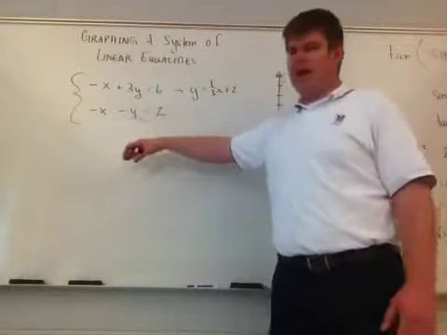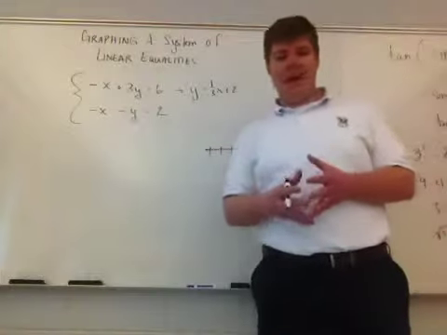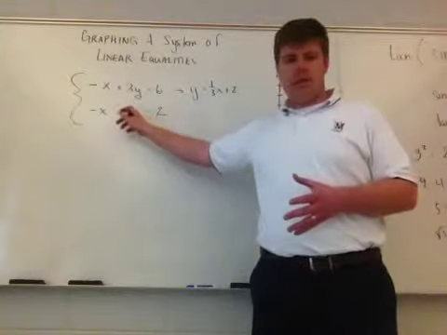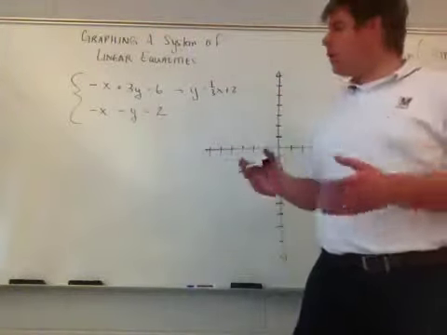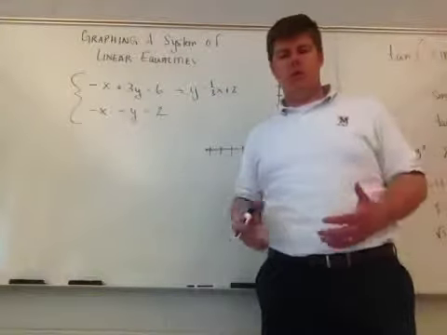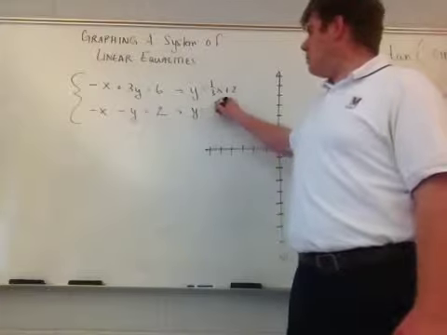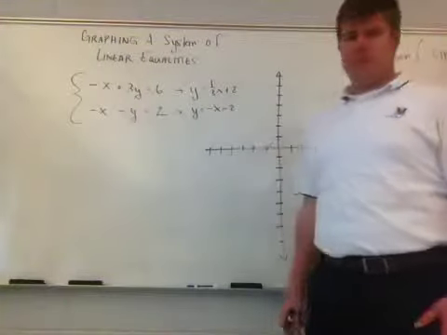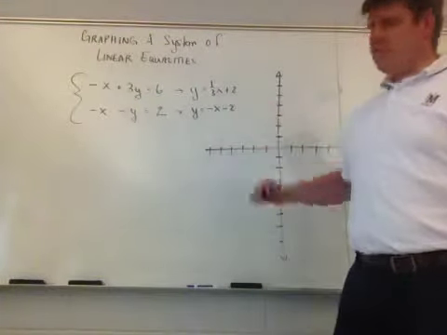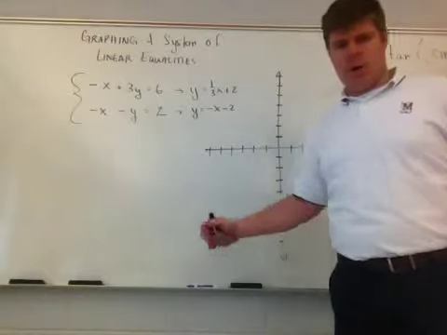I would do the same exact thing for the one down below. I would add the x, and I would get negative y. The important thing is that you keep this negative with it. Negative y equals x plus 2, and I would divide by negative 1. So that gives me y equals negative x minus 2. Now that I have them in y equals mx plus b form, I'm going to go ahead and graph these.